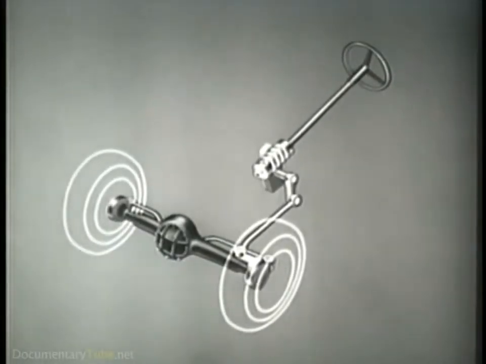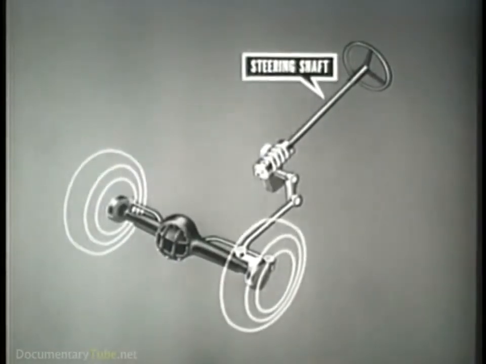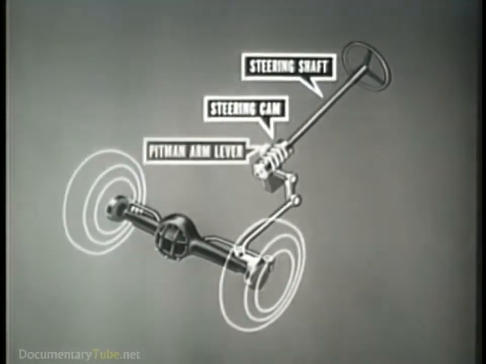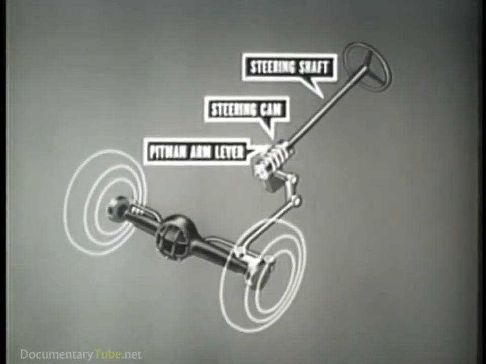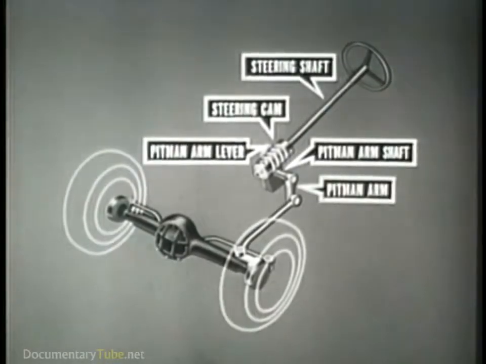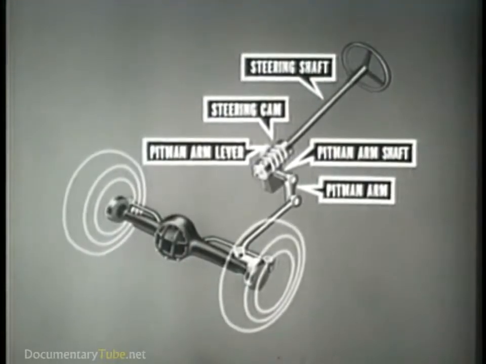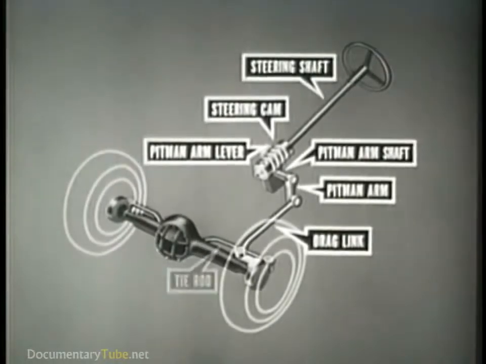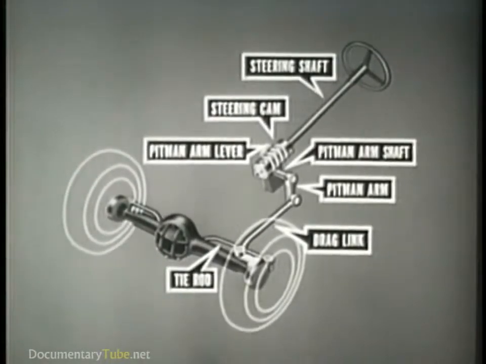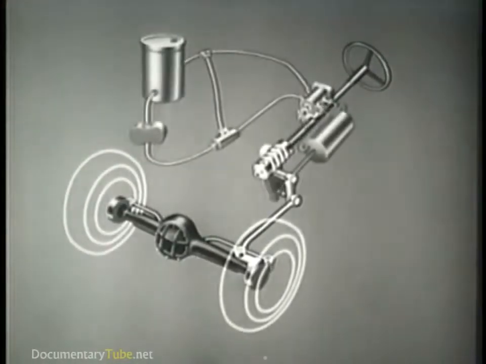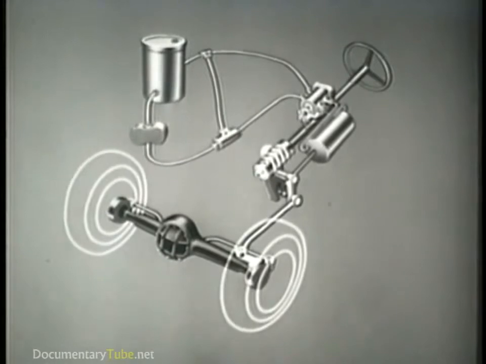This vehicle uses a cam and lever steering mechanism consisting of the following components: a steering shaft and cam, a pitman arm lever, a pitman arm shaft and pitman arm, a drag link, and a tie rod. To obtain the assist, a hydraulic system has been added to the cam and lever mechanism.